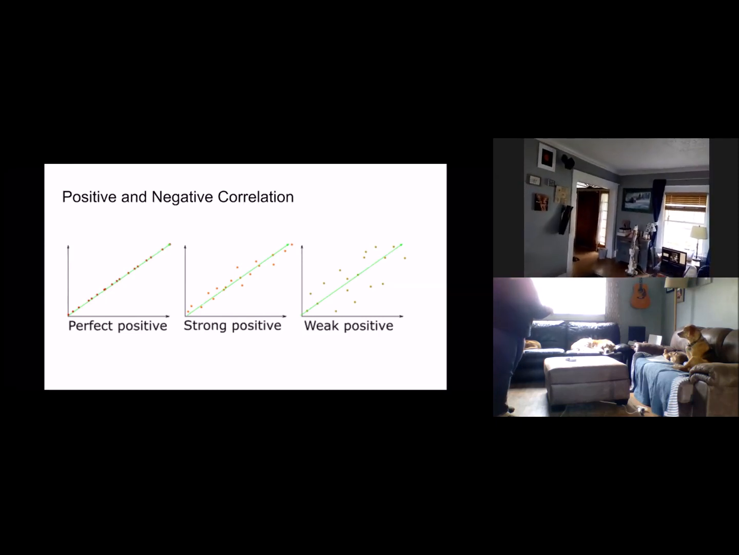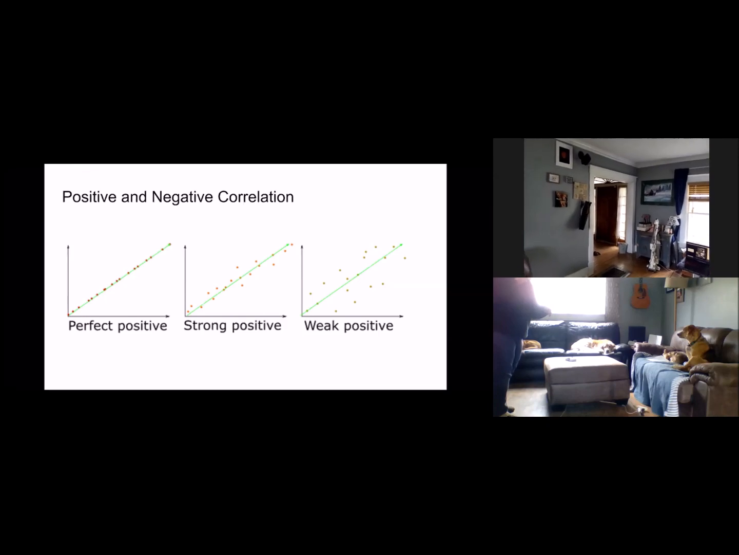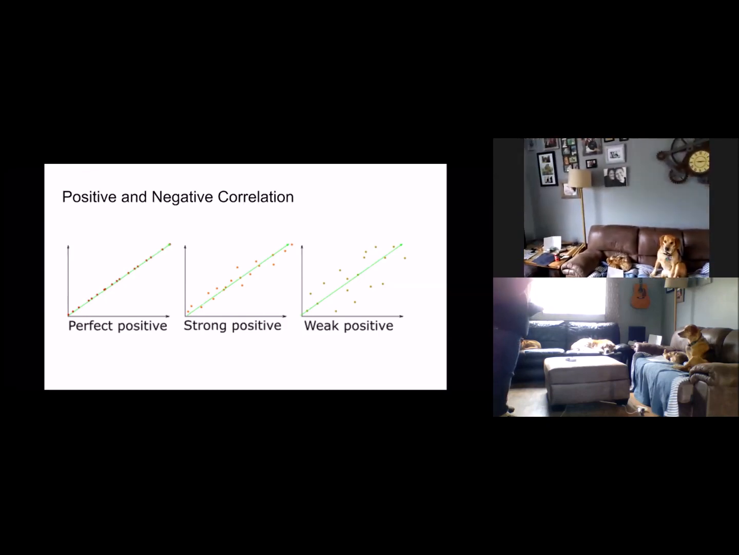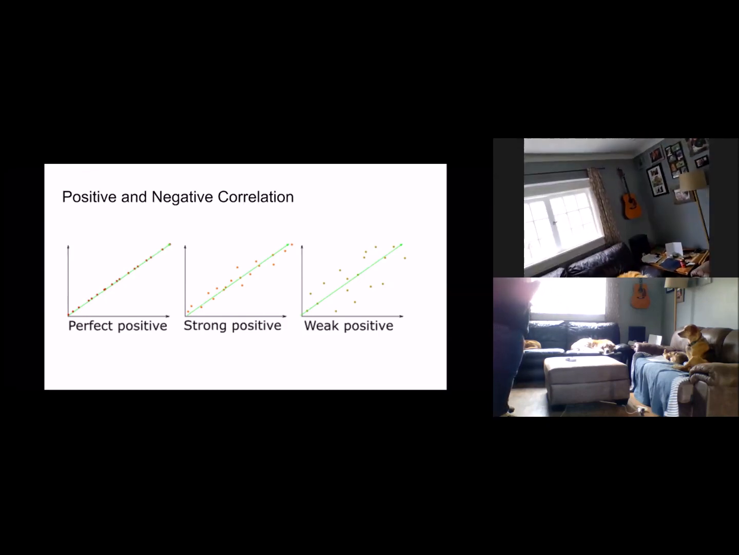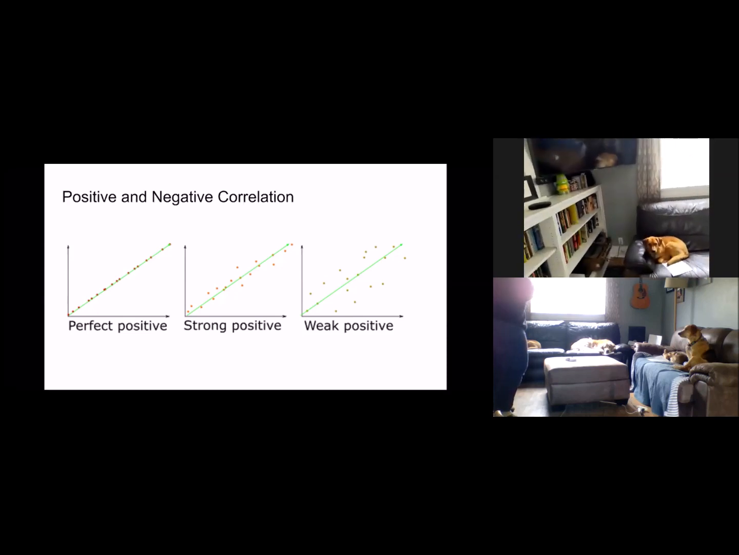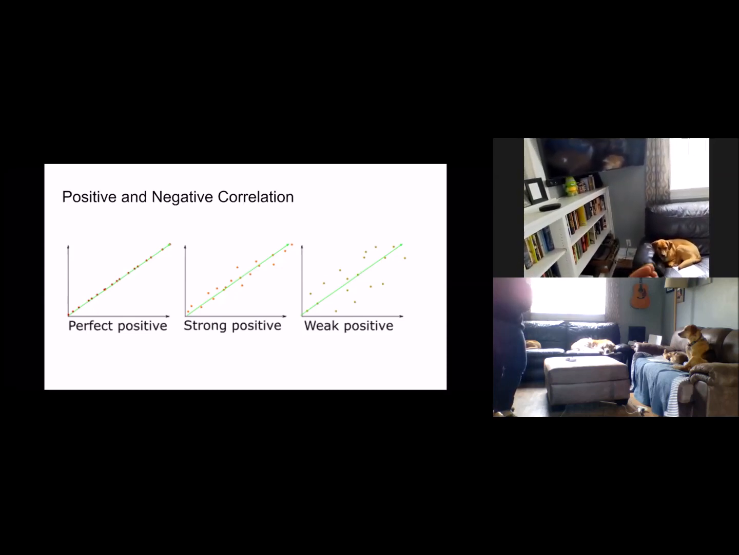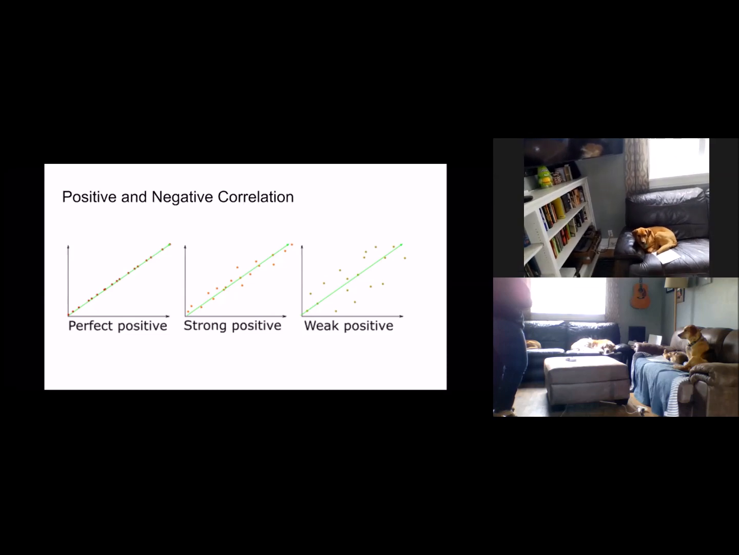For each one of these, half the dots are above and half the dots are below. Okay. Olivia, can you tell me what's different about the one that I labeled perfect and the one that I labeled weak correlation?